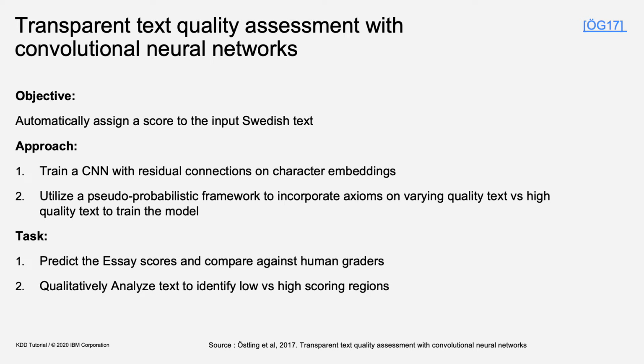The way they got around the need for a standard marking scale is to train the model by employing a pseudo-probabilistic framework to incorporate intuitive axioms on low quality text and high quality text. They showcase their results for the task of essay scoring and prediction against human graders, and qualitatively analyze to identify low versus high scoring regions in the input text.